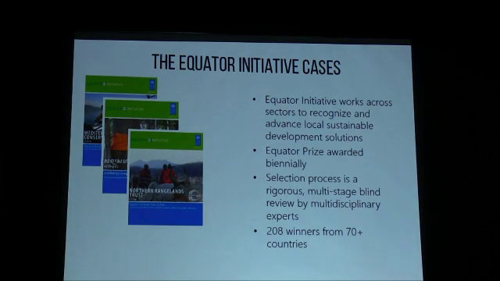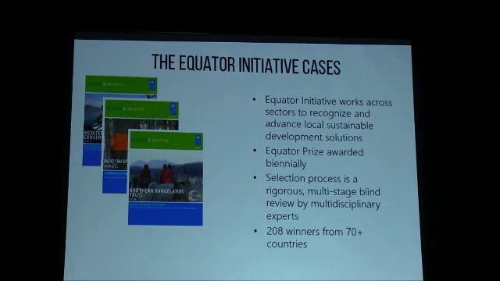So over 15 years, the Equator Initiative has recognized 208 winners from over 70 countries. Each of these groups has a case study written about it. You can see these here, which is produced in English and local language. So this is a really rich resource for looking at what's actually working in various locales around the world. So I pulled out 3 different case studies.